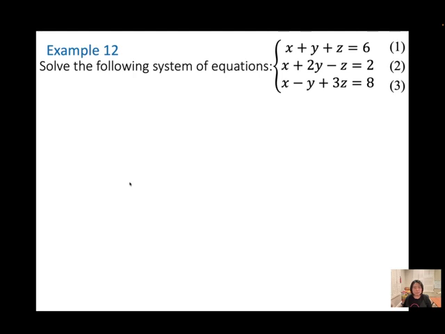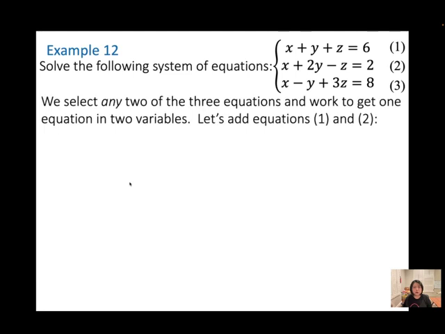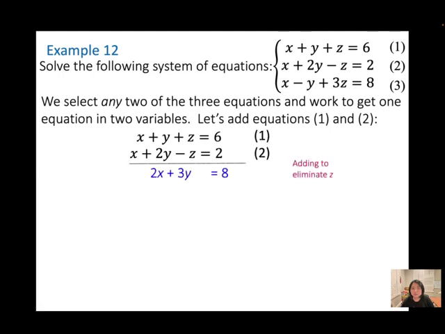Okay, let's look at this example. We could select any 2 of the 3 equations and work to get one equation in 2 variables. Let's add equations 1 and 2 together. When we add them up, we should eliminate the variable z. Now we have 2x plus 3y equal to 8. And then we're going to add up equations 2 and 3 and try to eliminate the variable z here.